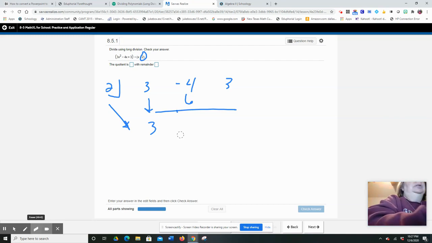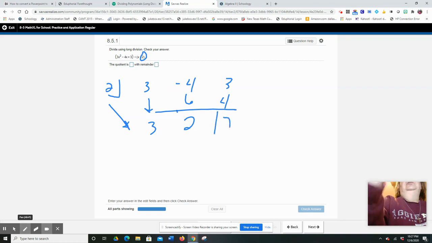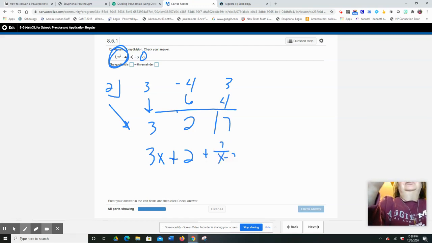Add. -4 plus 6 is 2. Multiply. 2 times 2 is 4. And add 3 and 4 is 7. Remember, when we write our answer, we start with one exponent less than this one. So we'd have 3x plus 2. Now, we did in class this plus 7 over x minus 2.